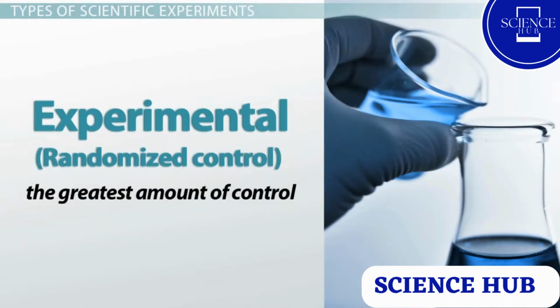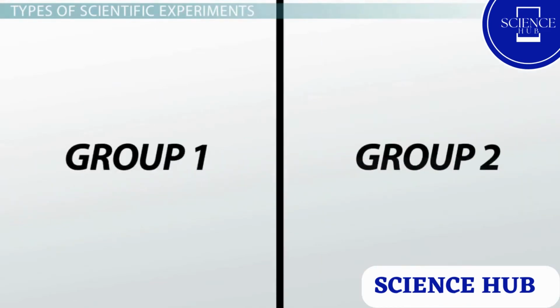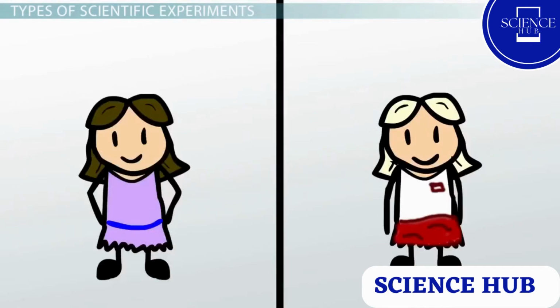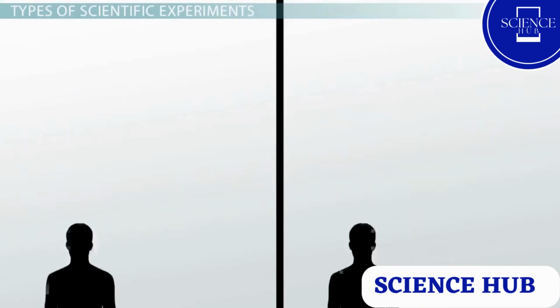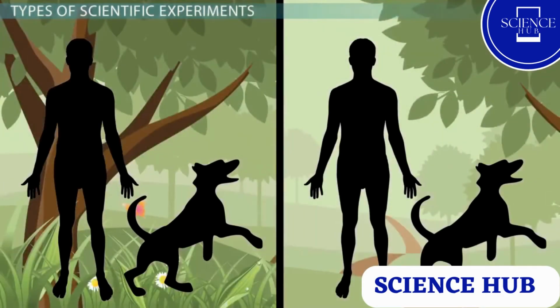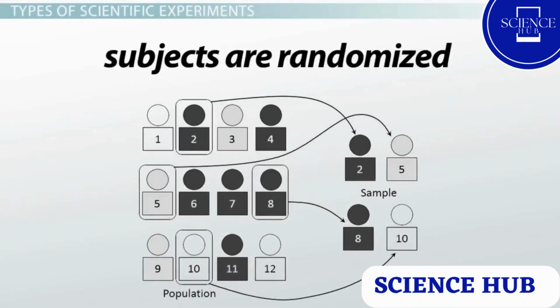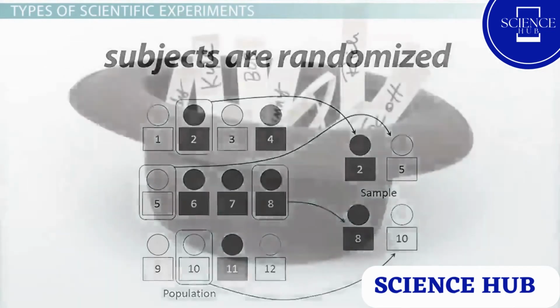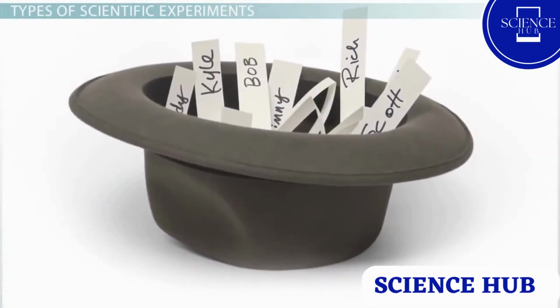In this type, as the name implies, there is the greatest amount of control. There are at least two groups used in this type of scientific experiment. Each group is made up of subjects that resemble each other as close as possible, such as by age, gender, etc. Subjects can be human, animal, or the environment. As the name also implies, the subjects are randomized to a group. For the sake of clarity, the description here will use two groups, but in experiments there can be more than two groups.